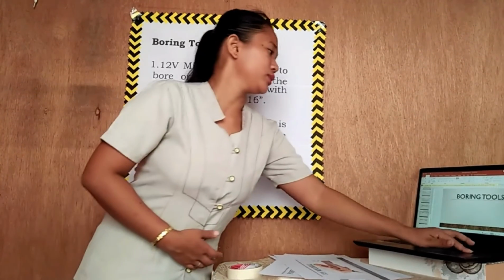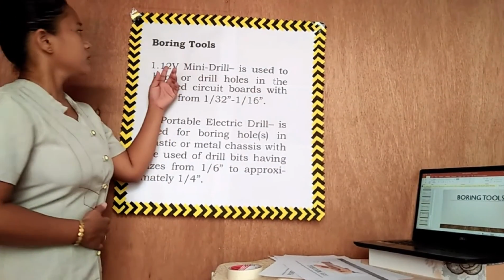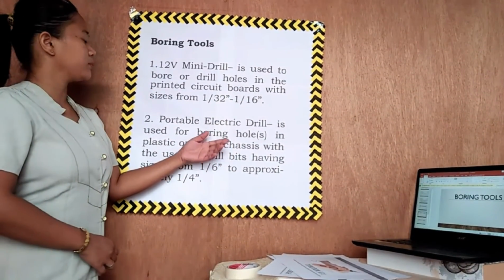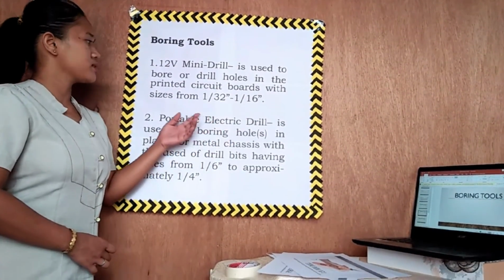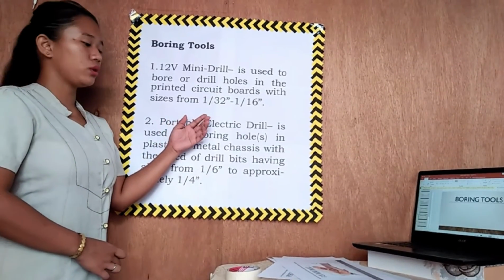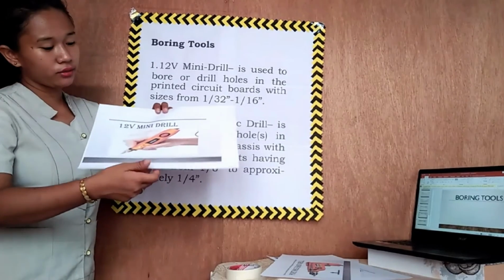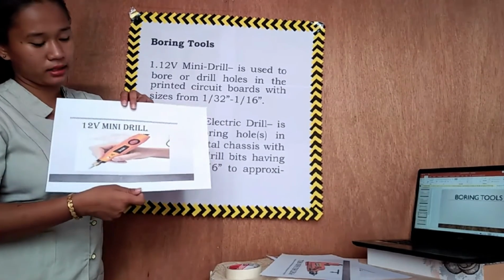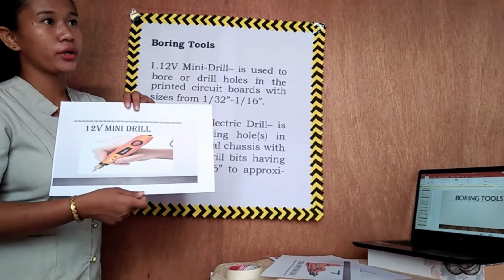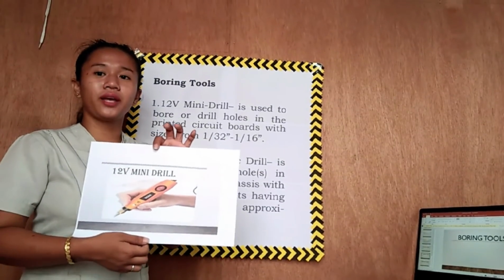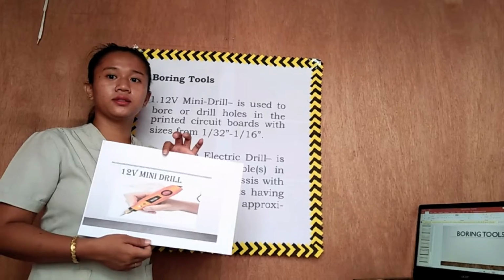So let's proceed now to boring tools. The 12 volts mini hand drill is used to bore or drill holes in a printed circuit board with sizes of 1/32 and 1/16. So this is just a small drill for handheld use. So this is used for boring printed circuit boards when doing PCB to connect components.